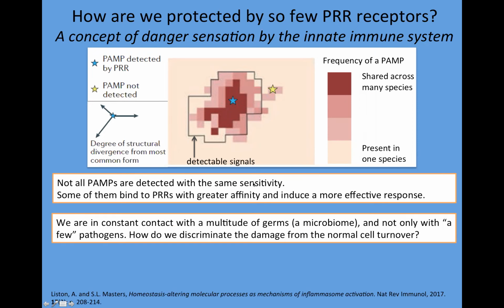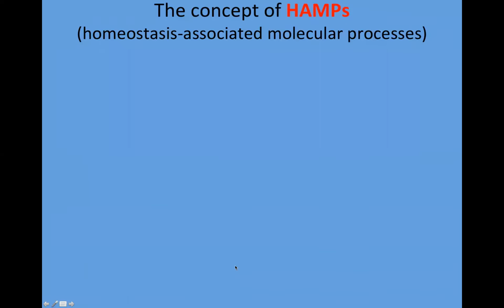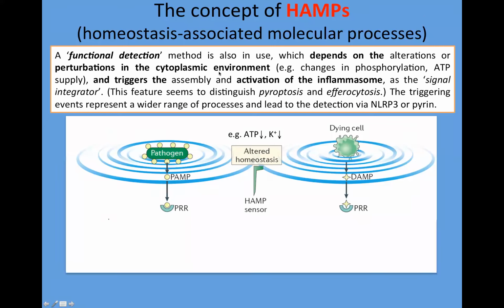So how do we know which ones are to be detected and which ones are not to be detected, because we also have a microbiome in our body. Well, the trick is that this one is only the structural detection system of the innate immune system, and it's not the only way. We believe that there is a homeostasis associated molecular processes receptor in our body, which will sense the functional changes, which can be there whenever there is an infection or tissue injury.